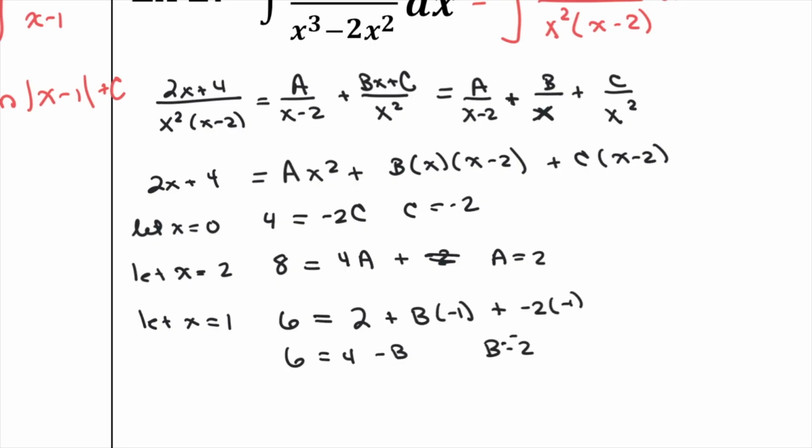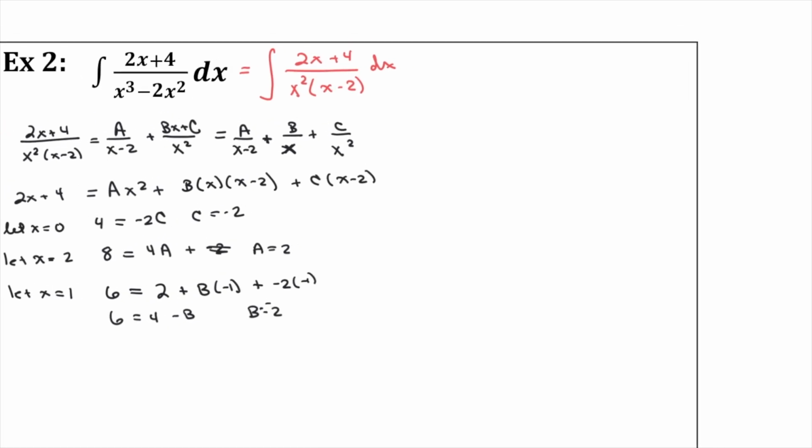All right, now we put it all together with our integral. Rewrite our problem. This is going to be equal to the integral of my A value, which is 2 over x minus 2, plus my B value, which is negative 2 over x, plus my C value, which is negative 2 over x squared. Don't forget your dx. And then you should be able to integrate this problem with no challenge at all. So go ahead and get to work on it.